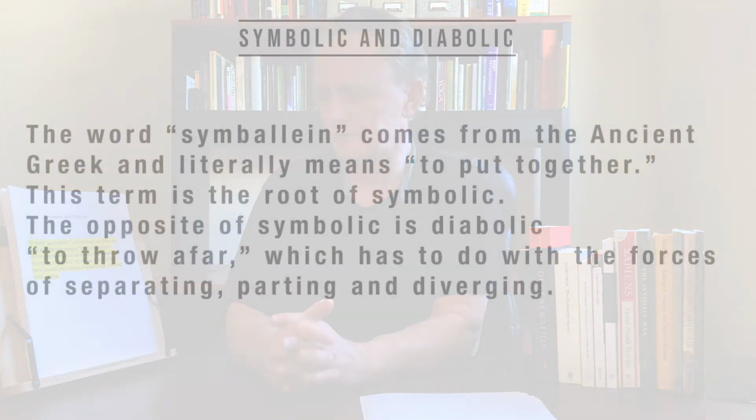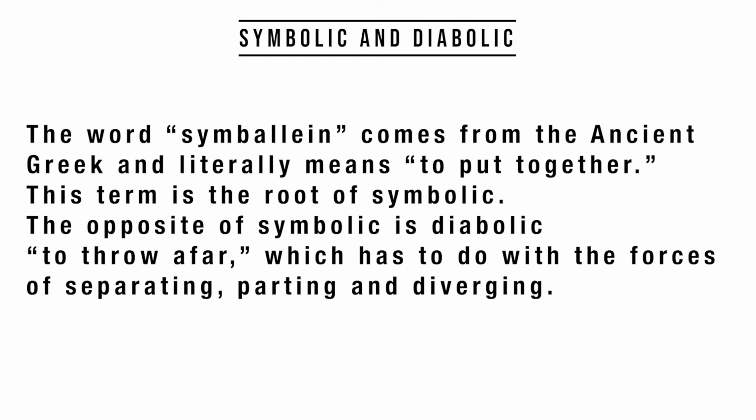And I brought here something that I think is always very interesting, the word symbolic and the word diabolic. The word symbolon comes from the ancient Greek and literally means to put together. This term is the root of symbolic. The opposite of symbolic is diabolic, to throw afar, which has to do with forces of separating, parting, and diverging. So what I'm saying is that these two parts, the Eloi and Morlocks, are not opposite, but are actually complementary pieces that need to fit together in order for a civilization to remain vigorous and to work.